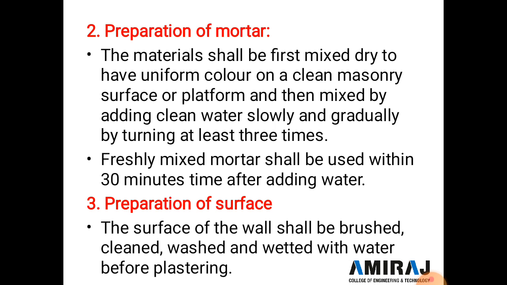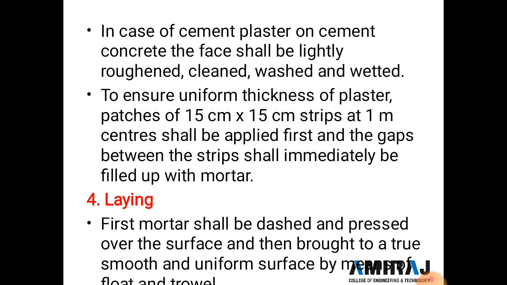The third specification for plasterwork is the preparation of surface. The surface of the wall shall be brushed, cleaned and wetted with water before plastering. In case of cement plaster on cement concrete, the face shall be lightly roughened, cleaned and washed with water. To ensure uniform thickness of the plaster, patches of 15 centimeter by 15 centimeter strips at 1 meter centers shall be applied first, and the gaps between the strips shall be immediately filled up with mortar.